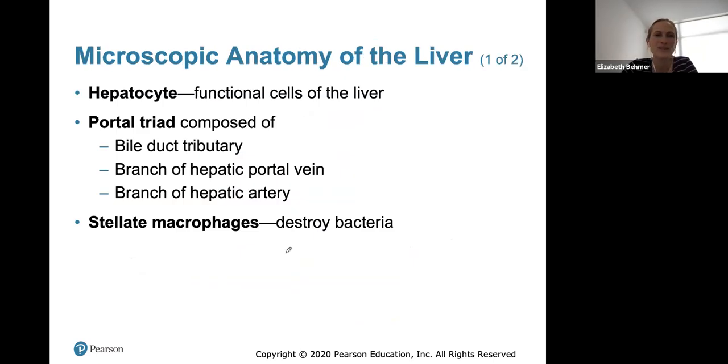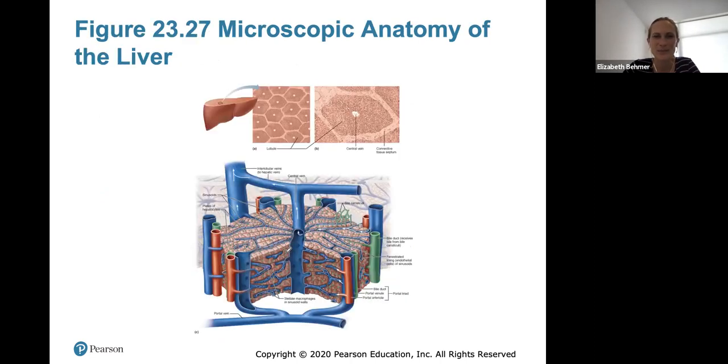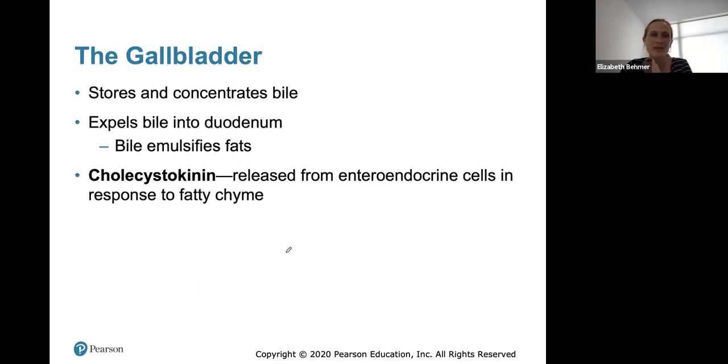So the microscopic anatomy of the liver, we have hepatocytes, or the functional cells. Some functions of the hepatocytes are shown here, which you can read through. And that's a look at the microscopic anatomy of the liver and how it's made of this triad feature, where these hepatocytes form a hexagonal shape. The gallbladder stores and concentrates bile and expels bile into the duodenum, which helps to digest fats. Cholecystokinin is released from enteroendocrine cells in response to fatty chyme.